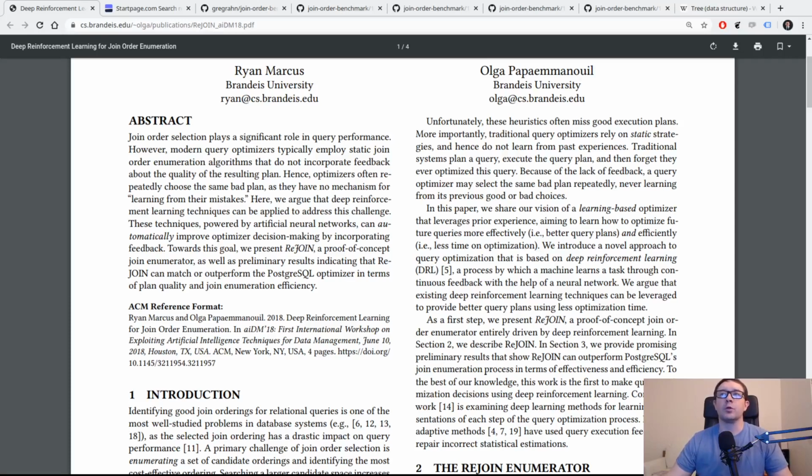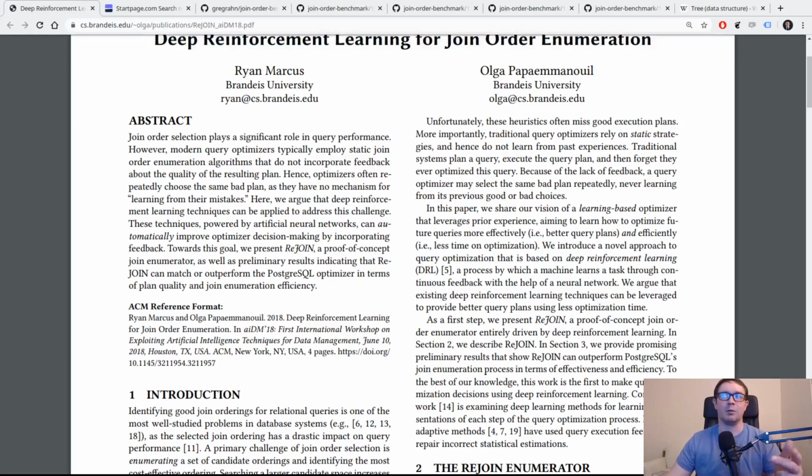More importantly, traditional query optimizers rely on static strategies, meaning they don't change over time, and hence do not learn from past experiences. Traditional systems plan a query, execute the query plan, and then forget they ever optimized this query. That's a problem. Because of the lack of feedback, a query optimizer may select the same bad plan repeatedly, never learning from its previous good or bad choices.